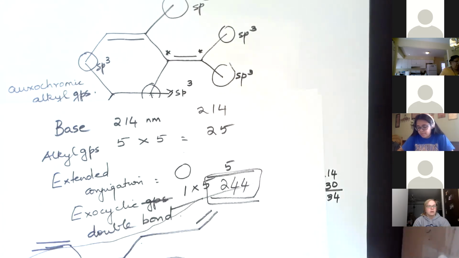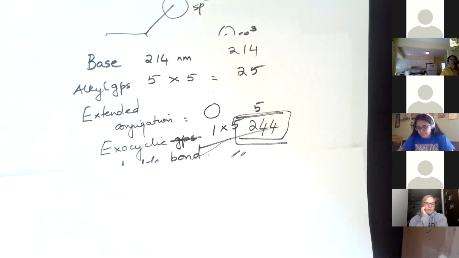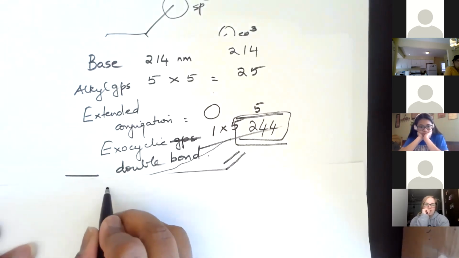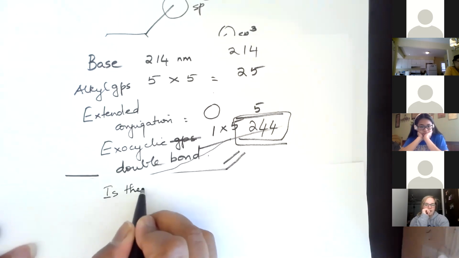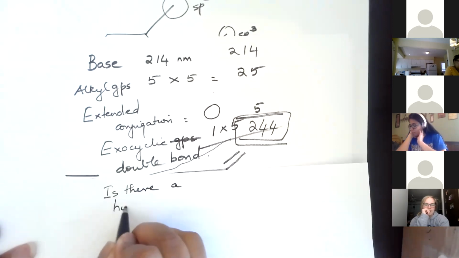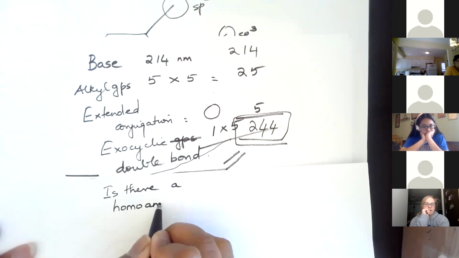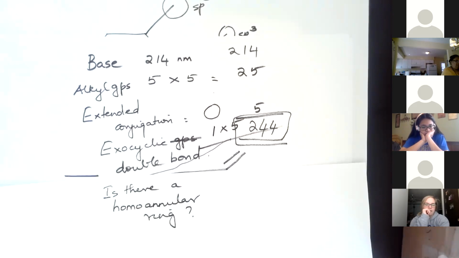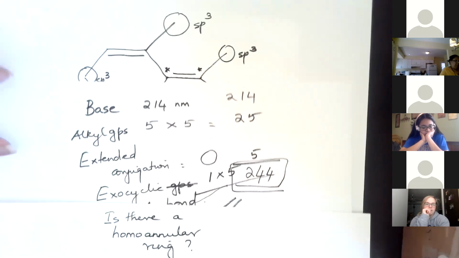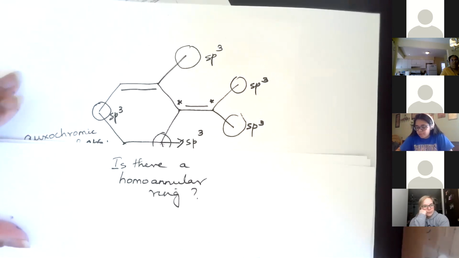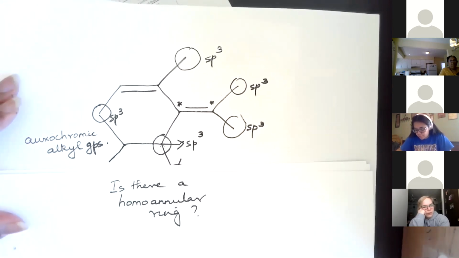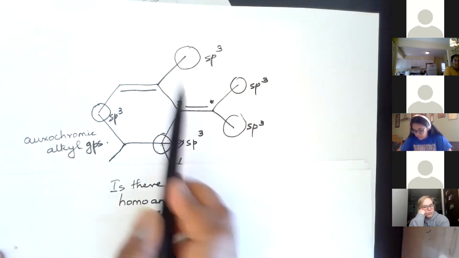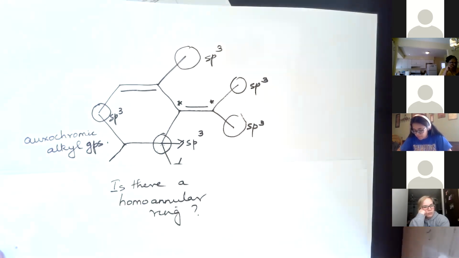Right. So here you can write another, I should have put another column. It's so messy. Is there a homoannular ring? Okay. Let me put the picture up. The question is, are both these double bonds inside one ring? Is there conjugation inside one ring? No.